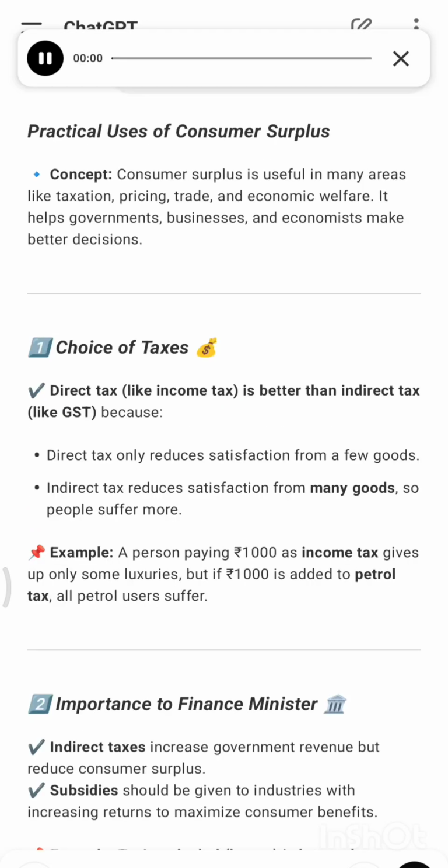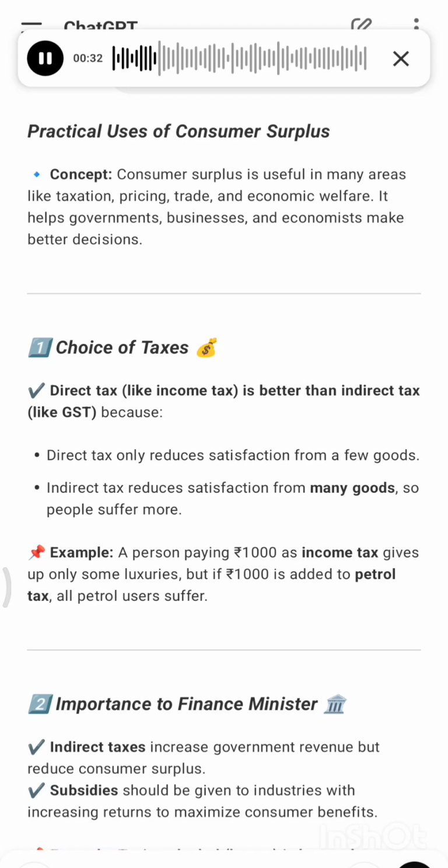Practical uses of consumer surplus. Concept: consumer surplus is useful in many areas like taxation, pricing, trade, and economic welfare. It helps governments, businesses, and economists make better decisions. Choice of taxes: direct tax, like income tax, is better than indirect tax, like GST, because direct tax only reduces satisfaction from a few goods. Indirect tax reduces satisfaction from many goods, so people suffer more.